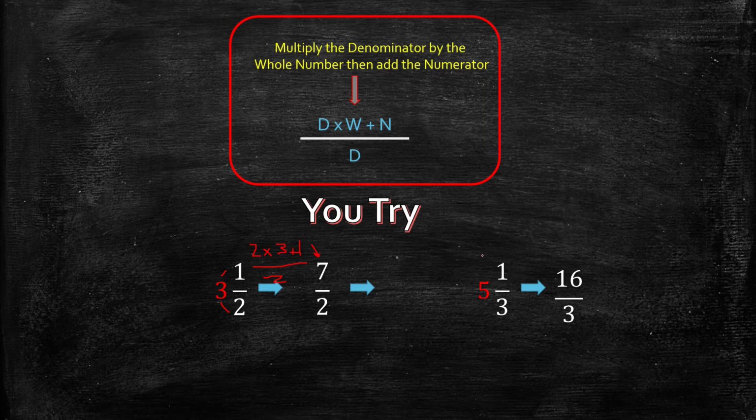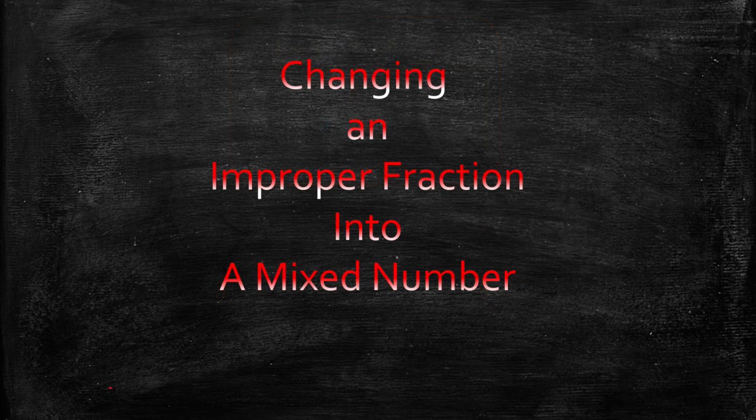Okay. So now looking at this one right here, 3 times 5 plus 1 equals 16, because 3 times 5 is 15, plus 1 is 16. That's how you get your 16. Leave your denominator the same, and you have 16 over 3.